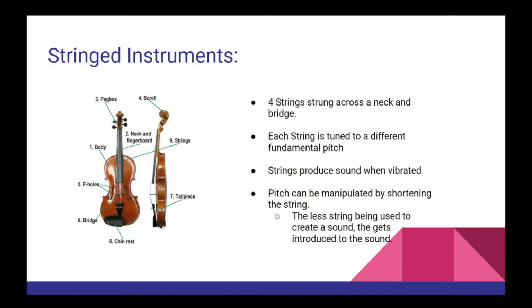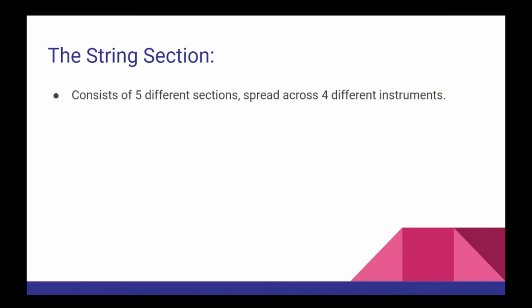For now, if we look at the string section as a whole, we'll notice that it consists of 5 different sections spread across only 4 different instruments. We have the first violin section, the second violin section, the viola section, the cello section, and the bass section. Before we eventually look into how to make the most out of each of these instruments, we first need to understand what they're capable of. So for the remainder of this video, we're going to take a little closer look at each of them, starting with the violin.